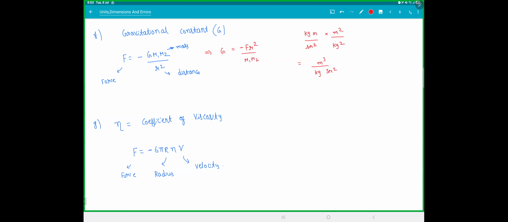So 1 over kg is M power minus 1. Meter cube is L cube. And second square is T minus 2. That is how you check. You put the dimensions for each one and then substitute. Right, Samyak. Shreyansh, that looks right. Aditi, that is wrong. Devanshi, okay, you got it for the gravitational constant. What about viscosity?